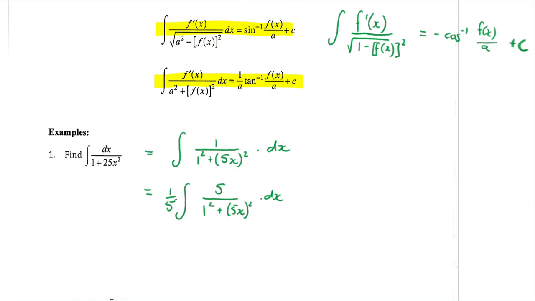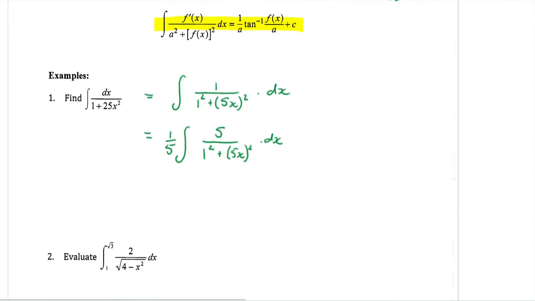So now we are ready. We can use our formula. The 1 over 5 is just going to stay sitting out the front. It integrates. It's in the perfect form now to be inverse tan of my function, which is 5x, over 1, because a would be 1, but I don't need to put over 1 if it's a 1, plus c because it's an indefinite integral. Okay? Pretty straightforward? Let's do that a few more times.